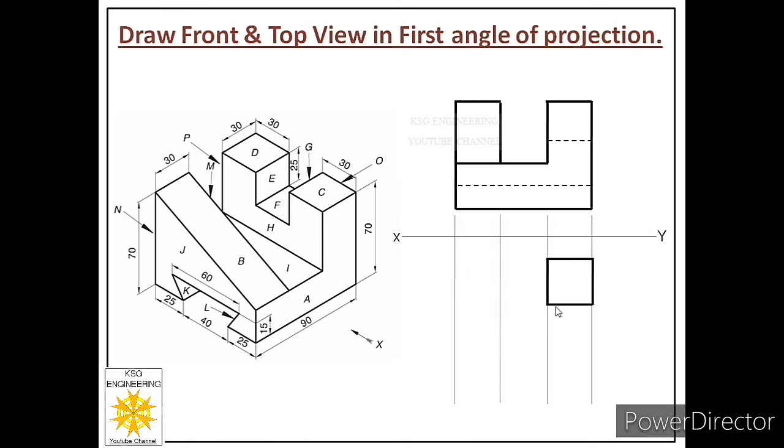It means from this point I can start the drawing of face F. So how much is the width of face F? You see the total width is 90 and these two widths are given as 30. So 90 minus 60, it means the width of face F is also 30. So from this point we'll sketch a line of 30 millimeters. Now we have reached this point.